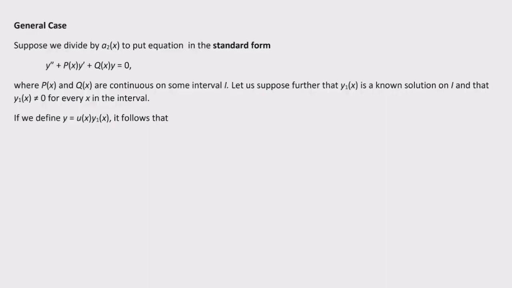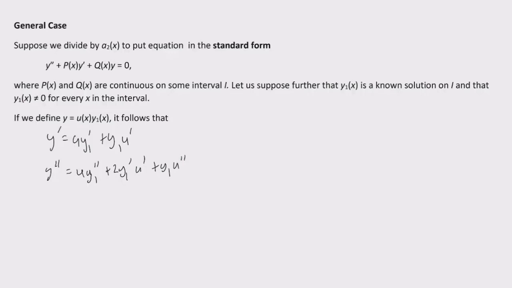Just like the last example, we define y to be u of x times y1 of x. Then it follows that y prime is u y1 prime plus y1 u prime. Similarly, if we find the second derivative, that is u y1 double prime plus 2 y1 single prime u prime plus y1 u double prime.